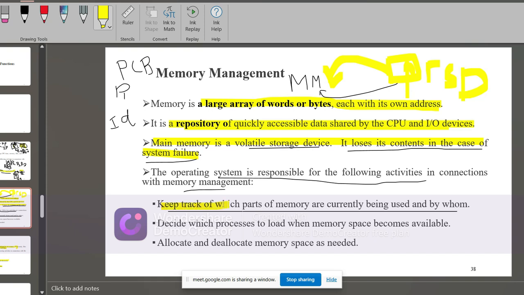And the OS is responsible for things such as keeping track of which parts of memory are currently being used and by whom, and deciding which process to load when memory space becomes available. Allocation of space in memory and deallocation of space in memory can be done with the help of memory management. So these are the tasks performed by memory management. Basically, there are a few memory management algorithms available. That we'll discuss at the time of memory management.